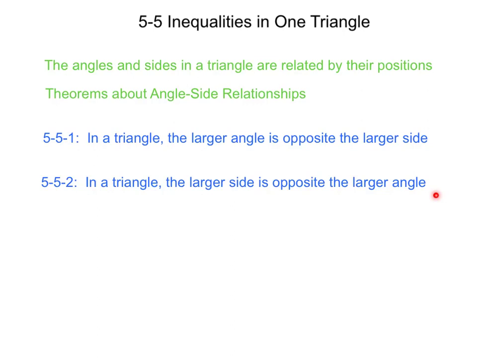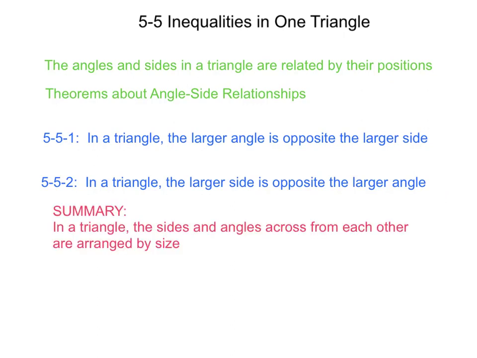To summarize, in a triangle, the sides and angles across from each other are arranged by size. What that means is that the biggest side is across from the biggest angle. The smallest side is across from the smallest angle, and the medium side with the medium angle.